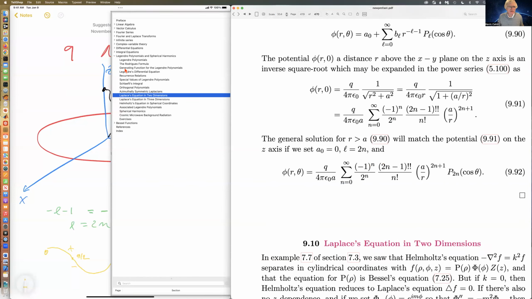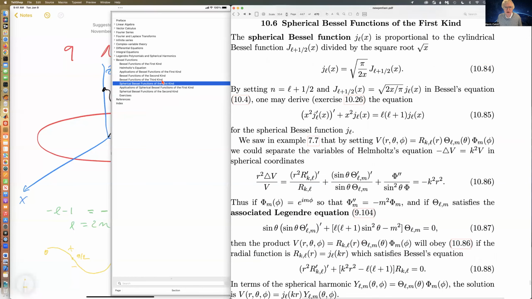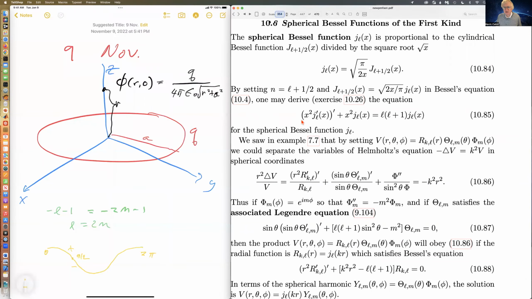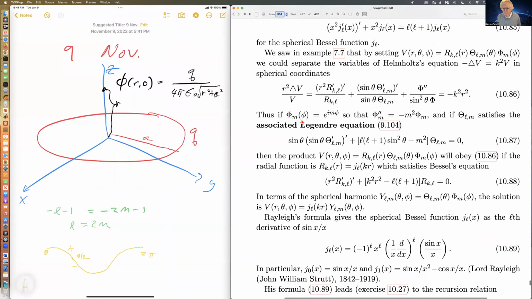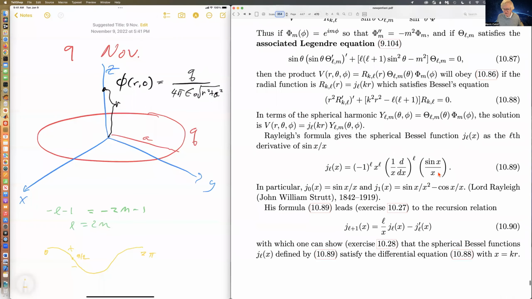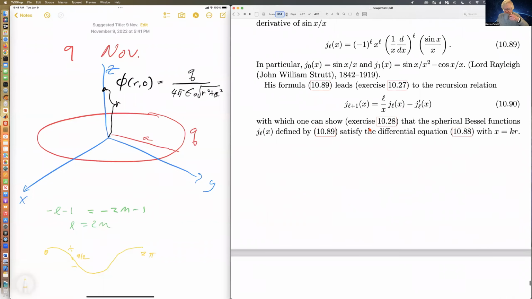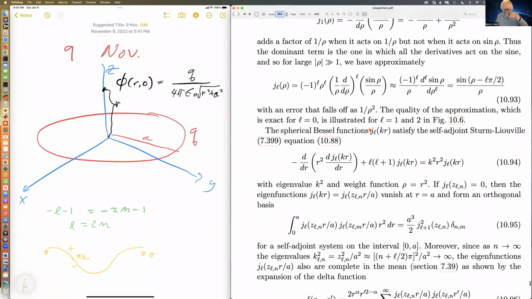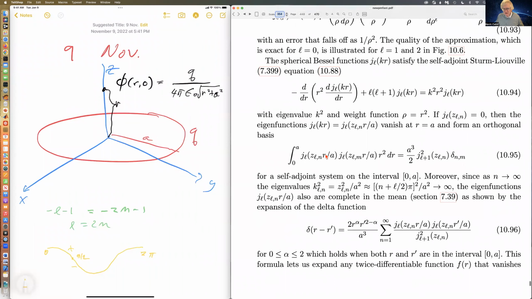The other thing I think probably which would be most useful would be, first of all, to go to Bessel functions. And we were talking about spherical Bessel functions last time. And remember this Rayleigh's nice formula and this nice recursion relation. This is the orthogonality relation. This is the completeness relation.